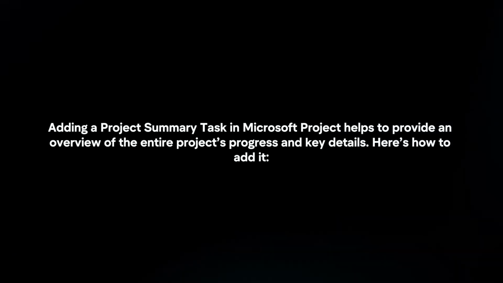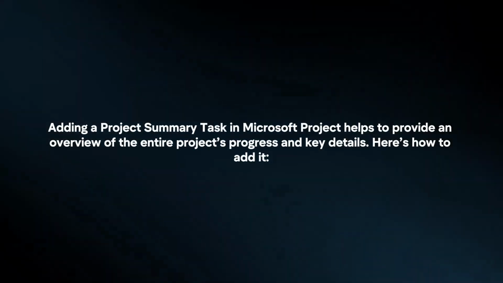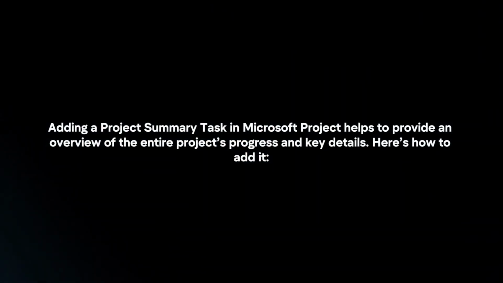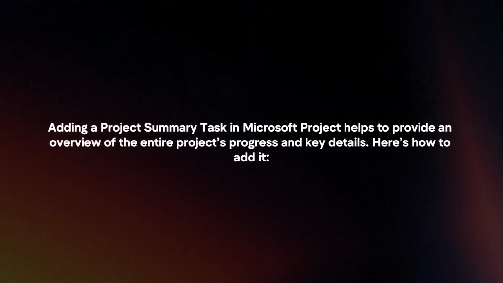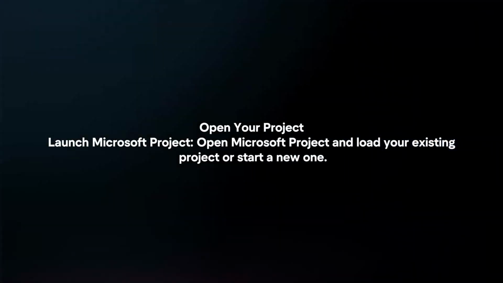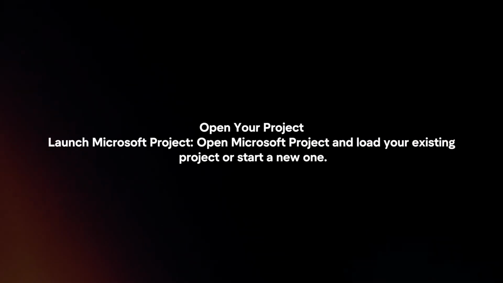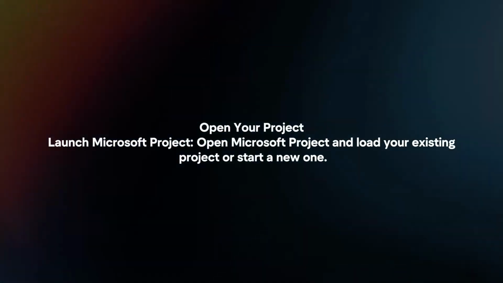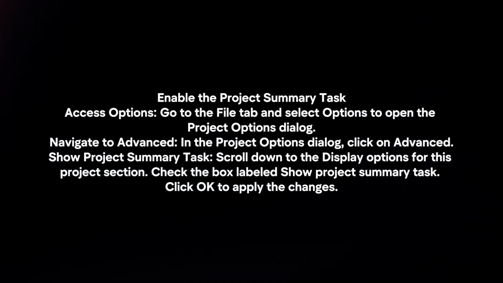Adding a project summary task in Microsoft Project helps to provide an overview of the entire project's progress and key details. Here's how to add it. Open your project. Launch Microsoft Project. Open Microsoft Project and load your existing project or start a new one.